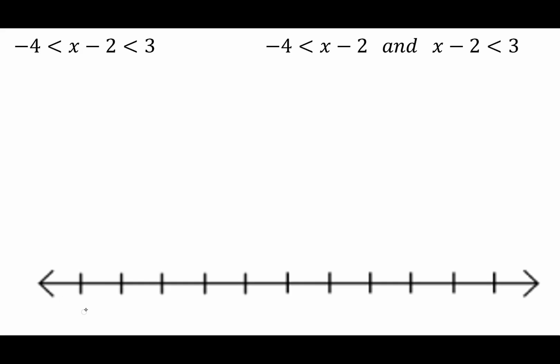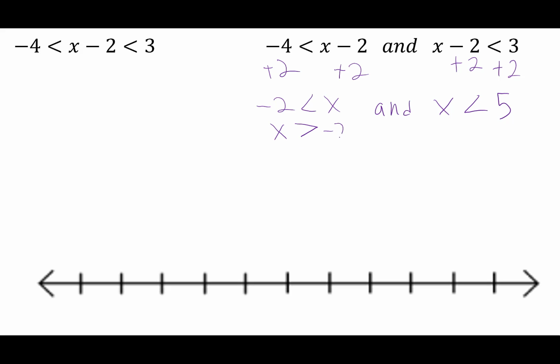I'm going to start with the one that I wrote over here on the right. So I'm going to solve this simple inequality. To do that, I would add 2 to both sides. So -4 plus 2 is -2, less than x. And now I have to work the other one out. Same steps, add 2 to both sides, and I get x is less than 5. Now, remember, for graphing purposes, we can flip this so that x is greater than -2.